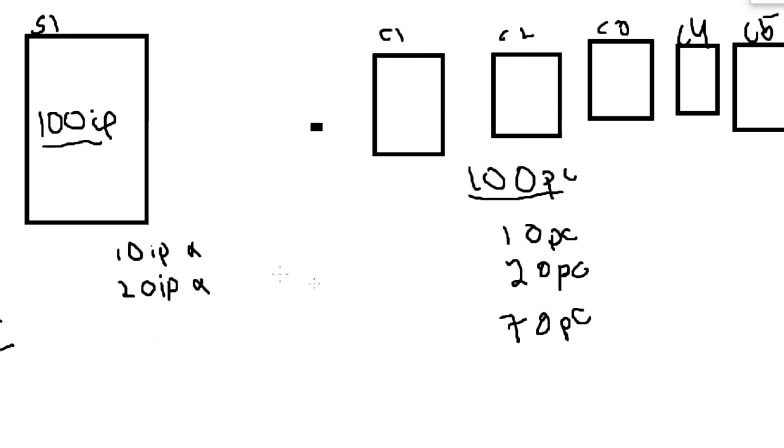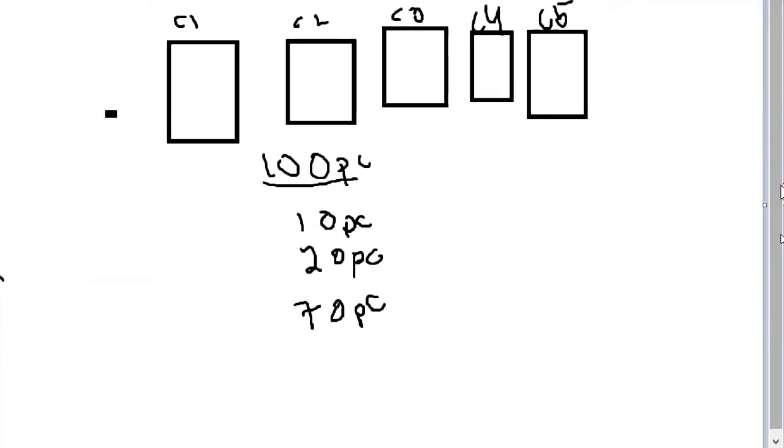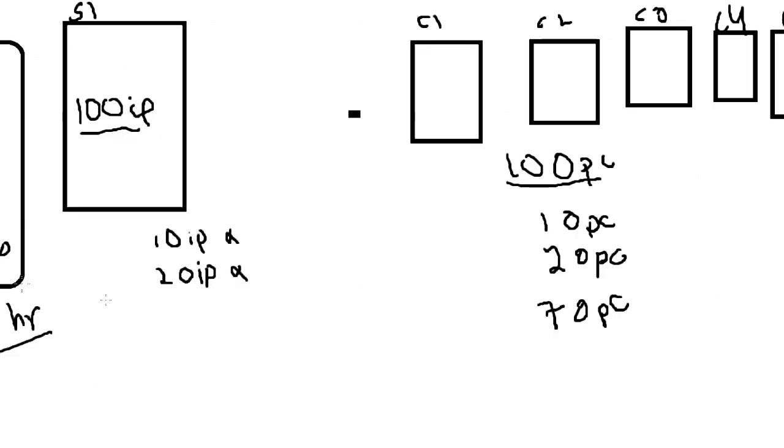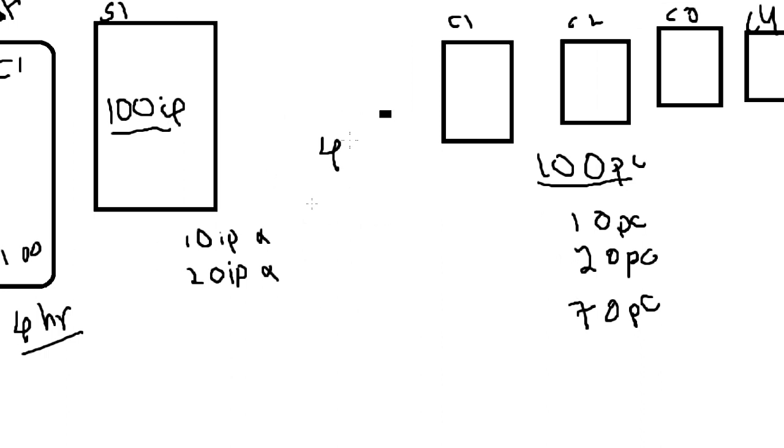For example, 4 hours. Okay, I need a space here. I will write here 4 hours. This is easy. For example, morning 9 o'clock, or actually 10 o'clock. I took morning 10 o'clock. I start my PC and I got an IP address at 10 o'clock. My lease duration is 4 hours.